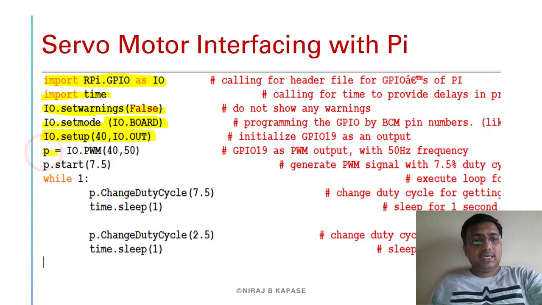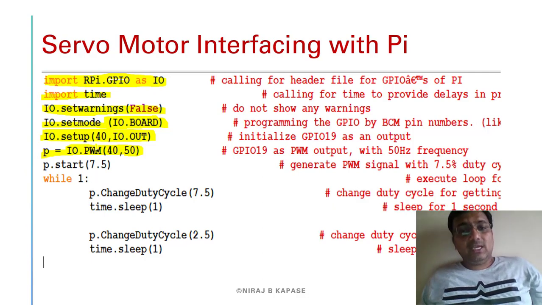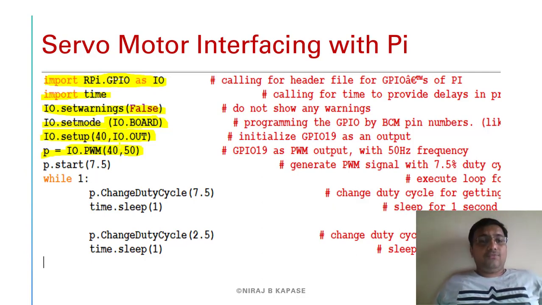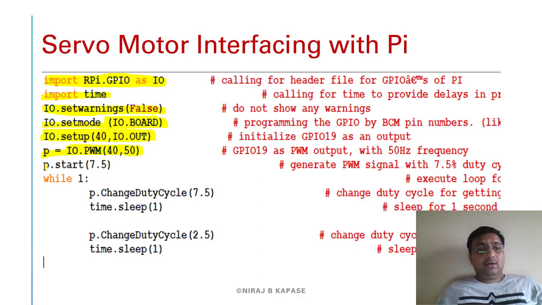Then here a PWM object is created. p equals GPIO.PWM(40, 50). Here 50 is the frequency, and I'm going to connect it to pin 40. Then p.start(7.5), so it starts at the first angle. It is going to rotate between two angles. For one duty cycle we are writing p.ChangeDutyCycle(7.5).